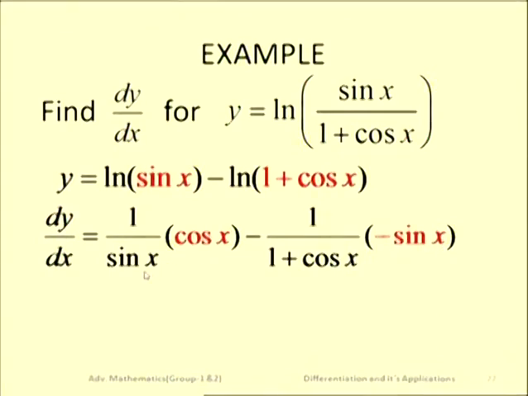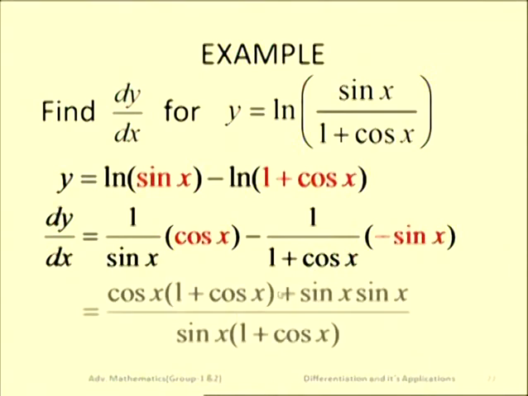Now, taking the LCM, sine x into 1 plus cos x is the LCM. So we multiply cos x with 1 plus cos x, and minus of minus will become plus. And here 1 plus cos x is in the denominator, so we multiply this quantity with sine x, giving sine x into sine x. Now if we open this bracket, we carry forward this term on the next slide.